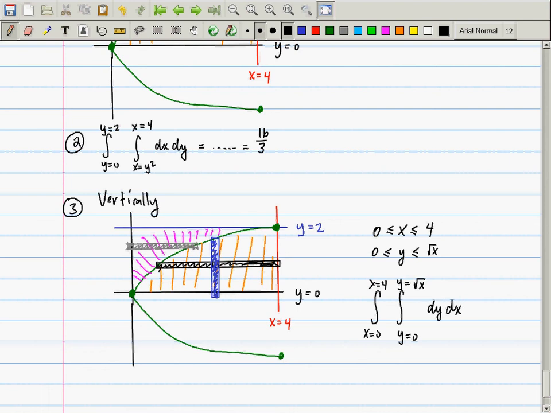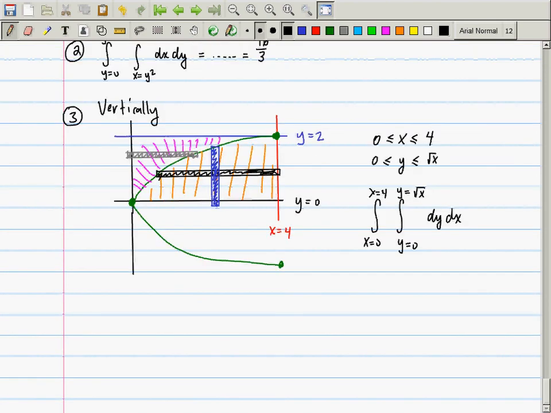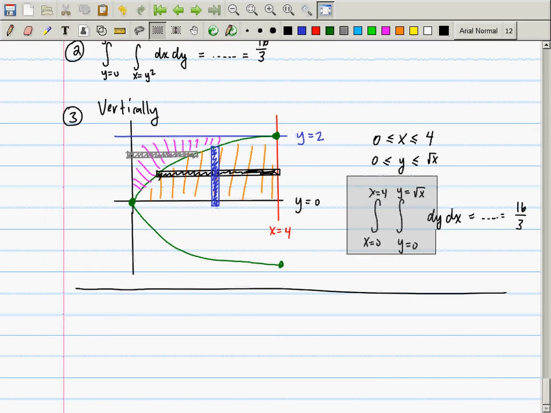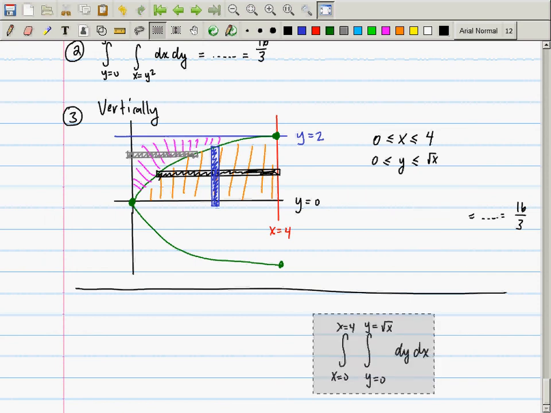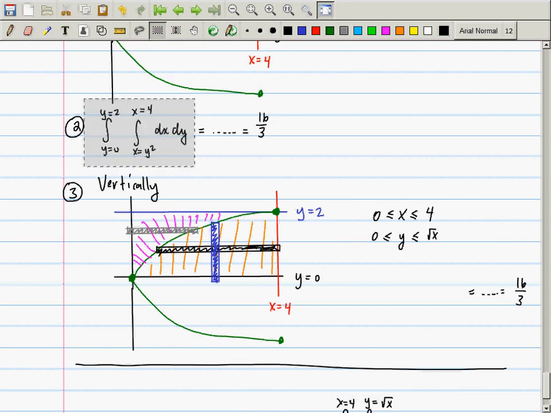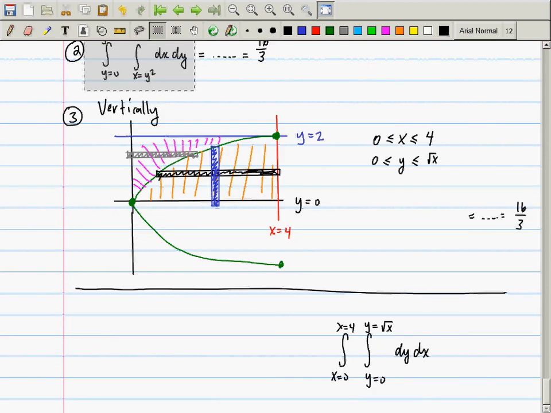Okay? Now I want to write these side by side just so you can see them. We're not going to take the time to compute it, but what do you suppose you will get if you carry this out? 16/3. Good. This was the integral we did second, and this one was the integral we did first. I want you to look at them and compare. These two integrals encode the area of the same region, but one of them is integrated in a horizontal fashion, and one of them is integrated in a vertical fashion. Doing this is called switching the order of integration, or switching the limits.